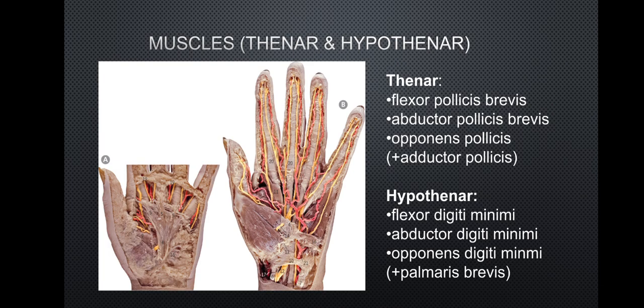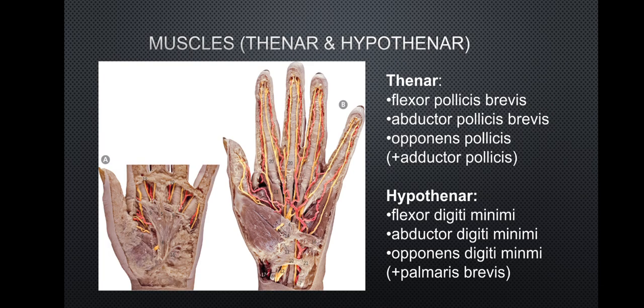Now moving on to the hypothenar muscles. Like the thenar muscles, the mnemonic here also goes like FAO: the flexor digiti minimi, the abductor digiti minimi, and the opponens digiti minimi. The hypothenar muscles produce the hypothenar eminence, a muscular protrusion on the medial side of the palm at the base of the little finger. The ulnar nerve innervates the muscles of the hypothenar eminence.